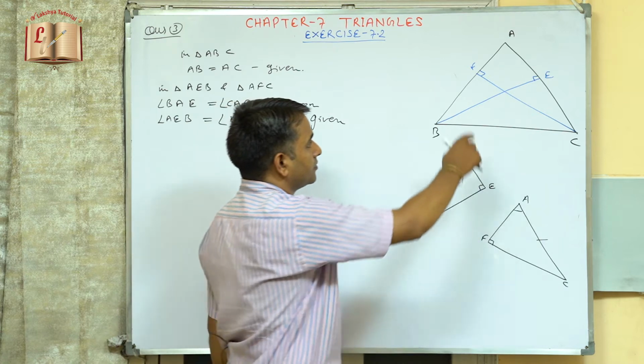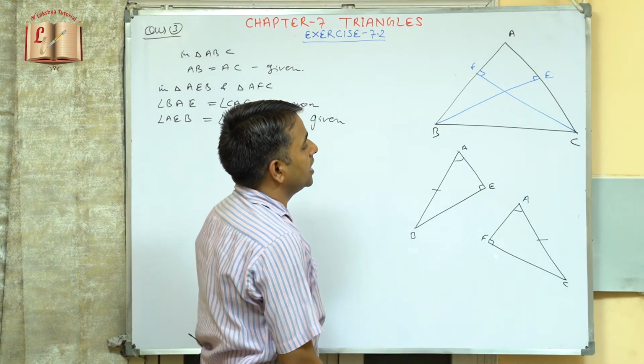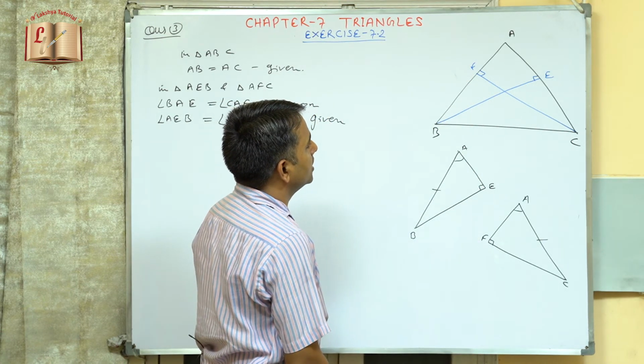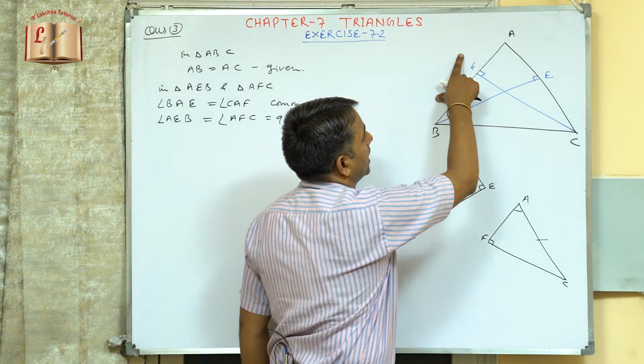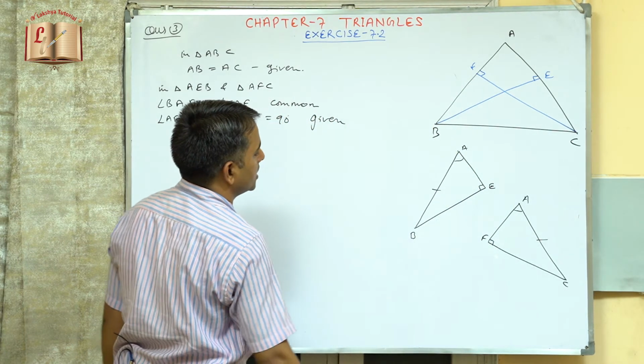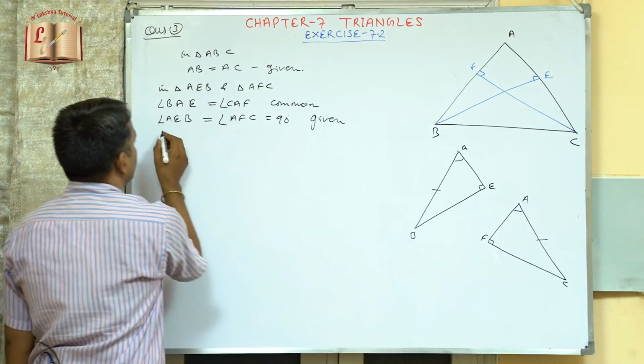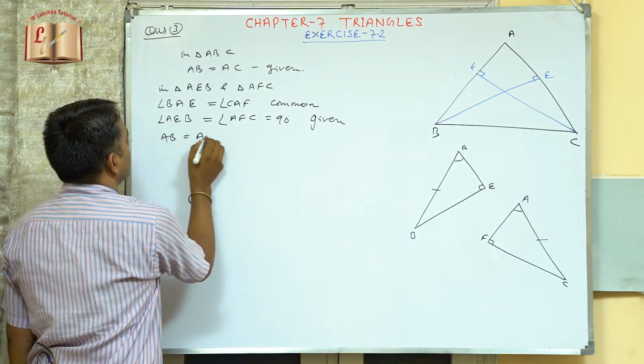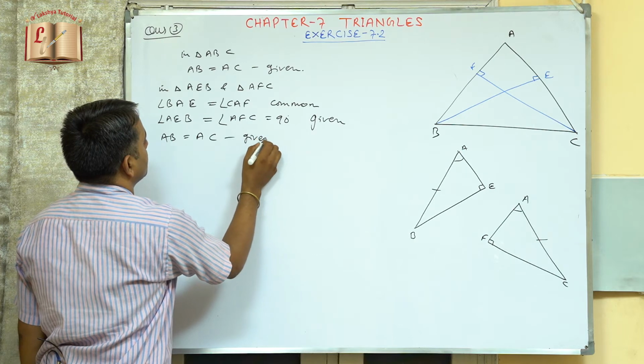And this side is already given to us equal. This side AB is equal to AC. This AB is equal to AC, already given. So AB is equal to AC. This is given to us.